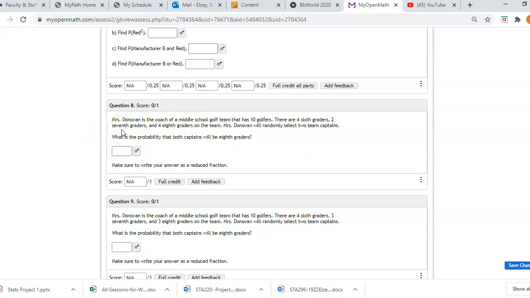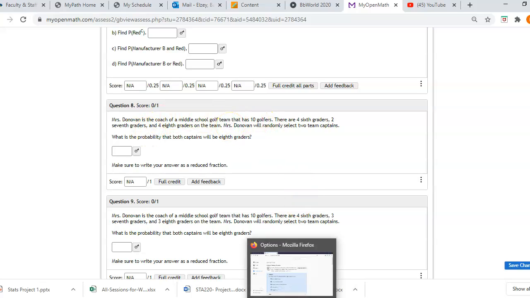Miss Donovan is the coach of a middle school golf team that has 10 golfers. There's 4 6th graders, 2 7th graders, and 4 8th graders on the team. Miss Donovan will randomly select 2 team captains. What is the probability that the captains will be 8th graders? Okay, so we got 2 8th graders. We have 4 8th graders out of 10 golfers. So that's 4 out of 10 for our first choice.